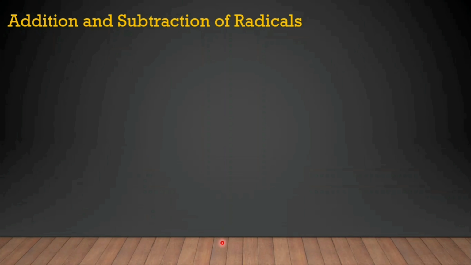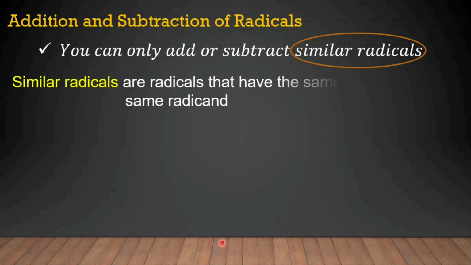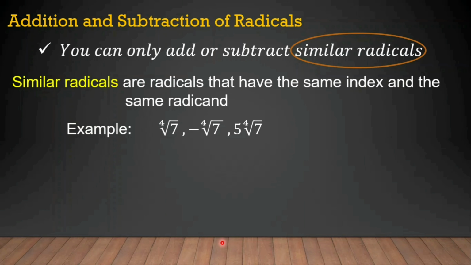Let's begin with addition and subtraction of radicals. In adding or subtracting radicals, you can only add or subtract similar radicals. When we say similar radicals, these are radicals that have the same index and the same radicands. Example, the fourth root of 7, negative the fourth root of 7, and 5 the fourth root of 7.